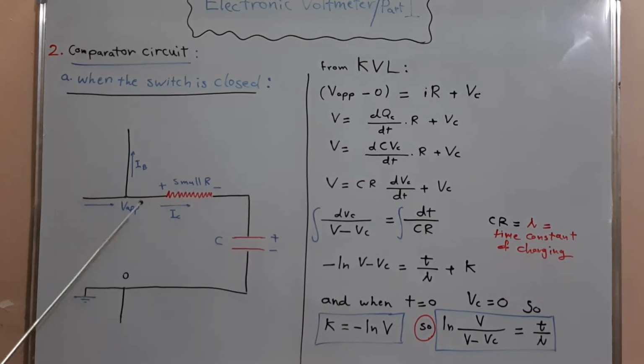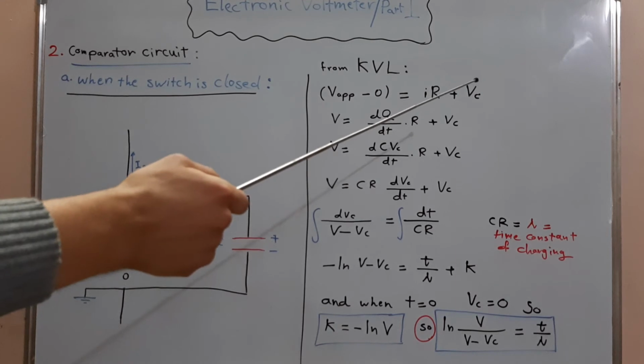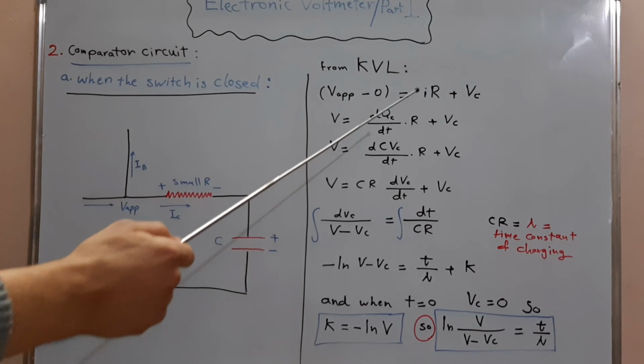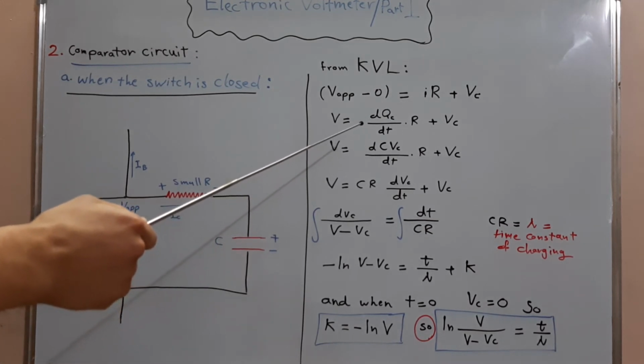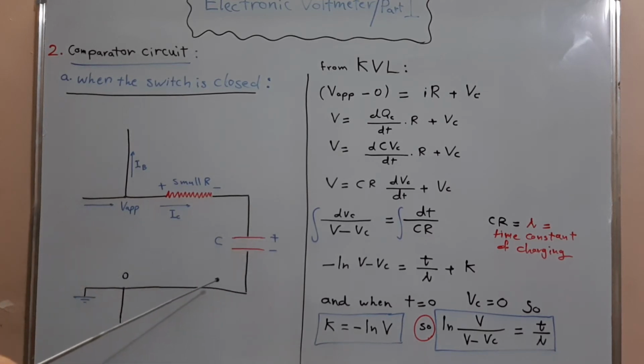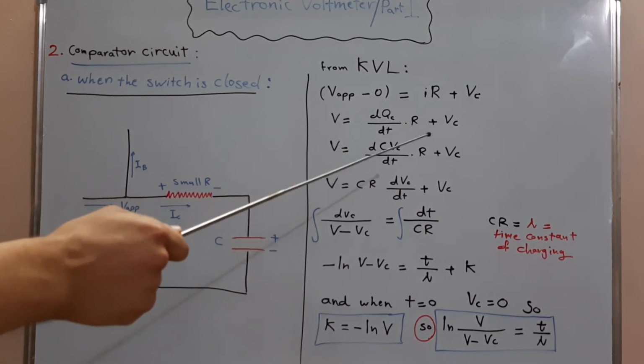As the current passes through the capacitor circuit, the capacitor will begin to charge. So the potential difference between these 2 points will be equal to the voltage drop in this resistor plus the potential difference between the capacitor plates. As we know, the current is equal to the change in the charge between the capacitor plates over the change of time, multiplied by R plus Vc.